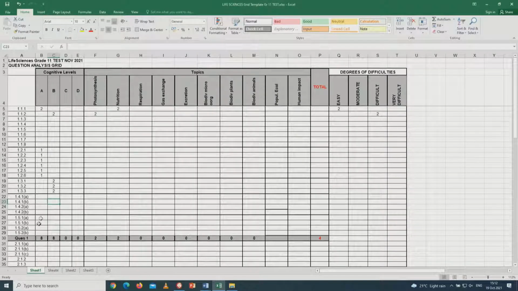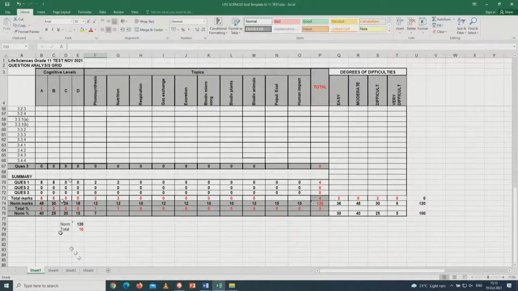And then 1.4 and 1.5, it will differ. There will be one there, maybe one on C, one on another level, depending on what you ask. Let's say your investigation here in 1.4 is on carbon dioxide released through respiration. If it's an investigation, mostly all investigation questions come there on level D: variables, aim, conclusion, those types of things. So that's your Section A. You grade it according to this. And when you go down, here are the totals.